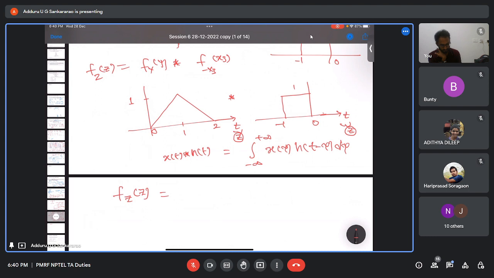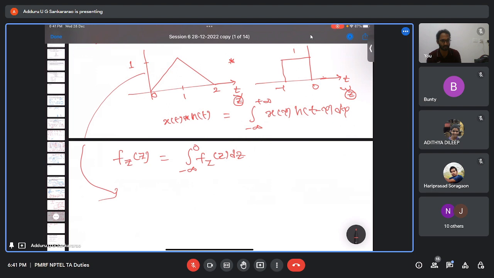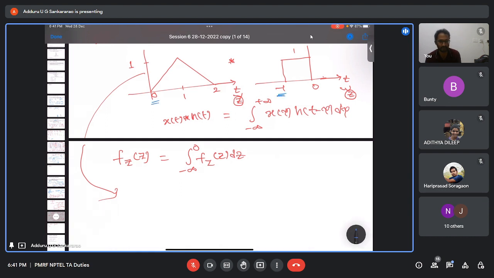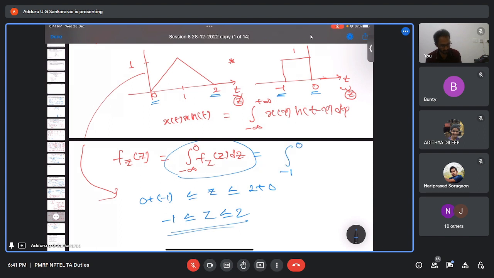This is nothing but minus infinity to 0 fz of z dz. But if you see here, what are the limits for this convolution? Can somebody tell me? Lower limits are added and upper limits are added. What is the lower limit here? For the first case, 0, and for this signal, minus 1. So 0 plus minus 1 less than or equal to z less than or equal to, what are the upper limits? 2, here 0, 2 plus 0. That means minus 1 less than or equal to z less than or equal to 2. That means the required result is minus 1 to 0, minus infinity not there, minus 1, because we already know the limits, fz of z dz.